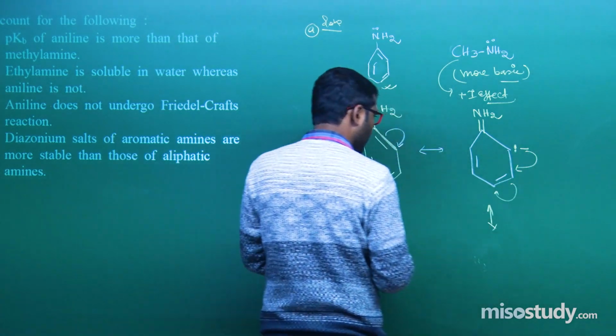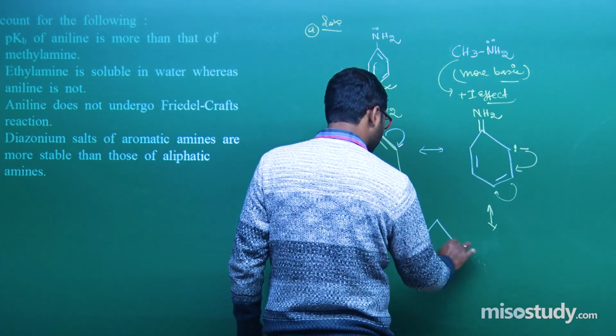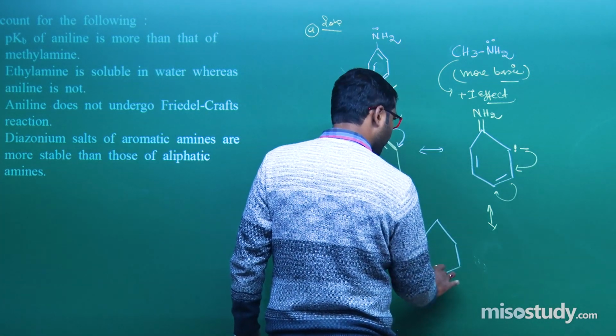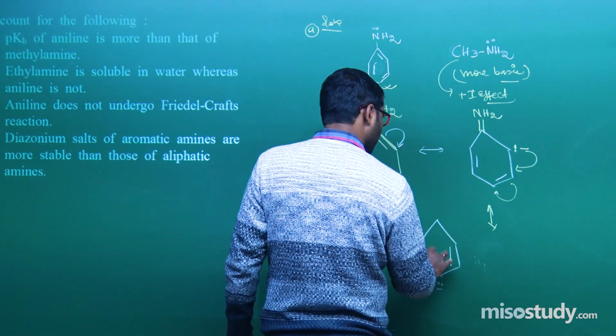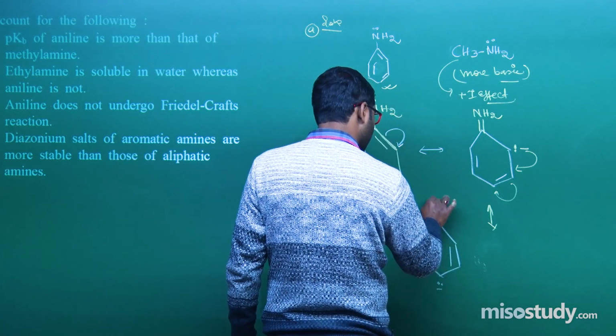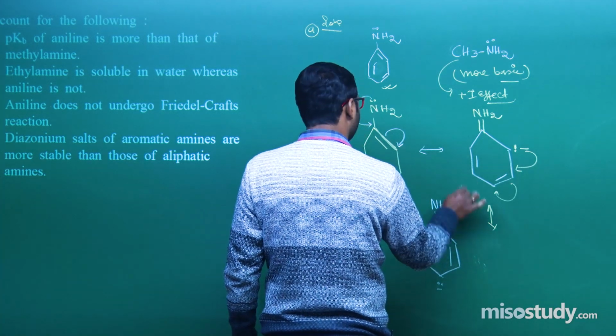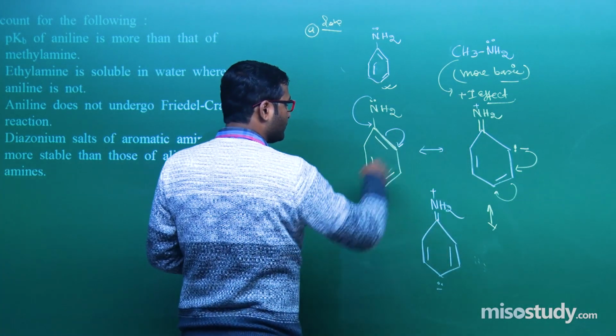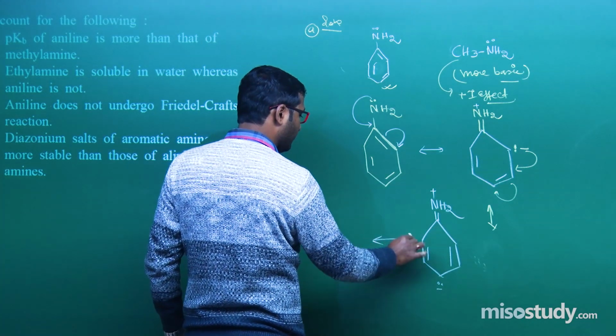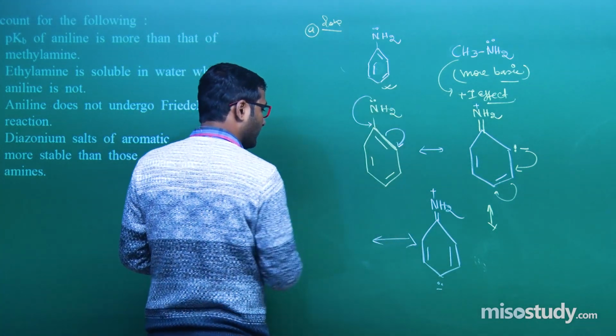Now the third figure will be like this. This is the benzene ring, minus charge here and here, that is NH2. Put here plus sign, put here plus sign. Look at the movement of the NH2 lone pair over the entire benzene ring. Due to this reason, it will have less basic character.